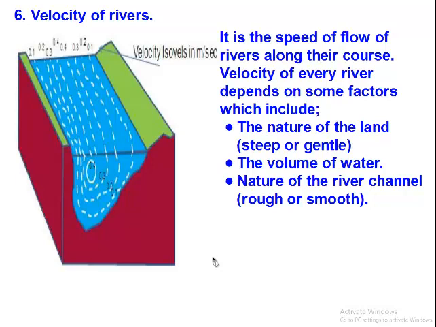With the nature of the land, whether steep or gentle, when the land is steep, that means rivers are going to flow very fast as compared to gentle land. In other words, when rivers are flowing on a highland, they move quite faster than on lowlands, which are very gentle in nature.